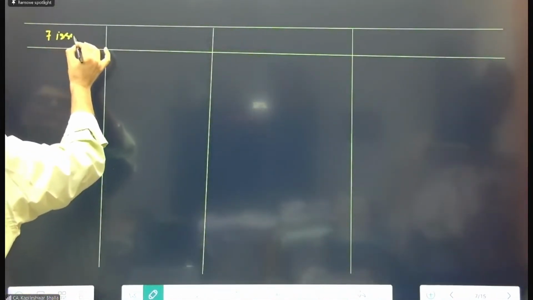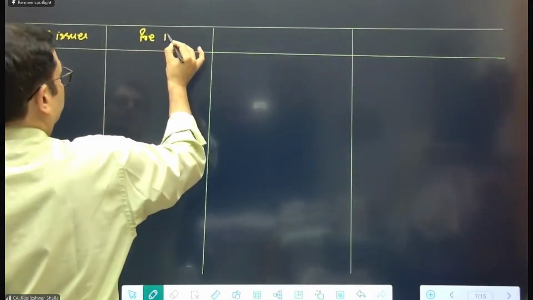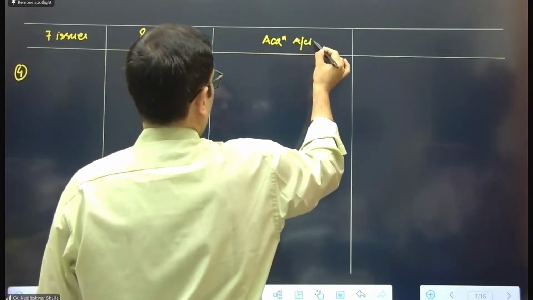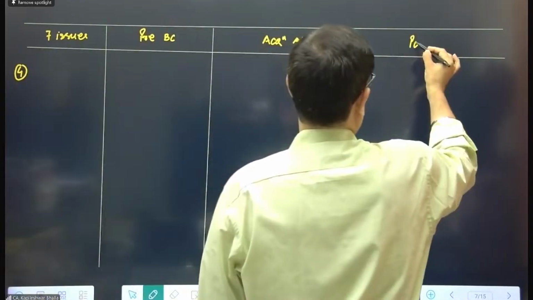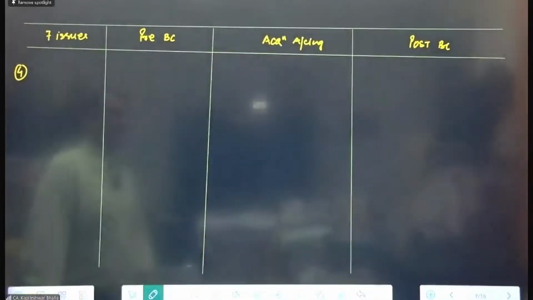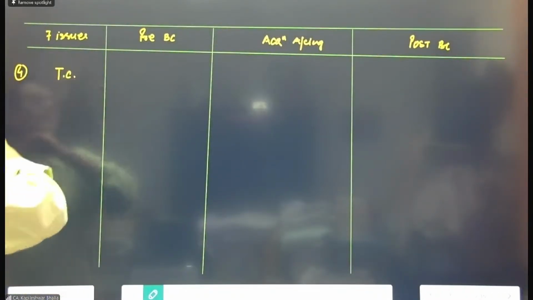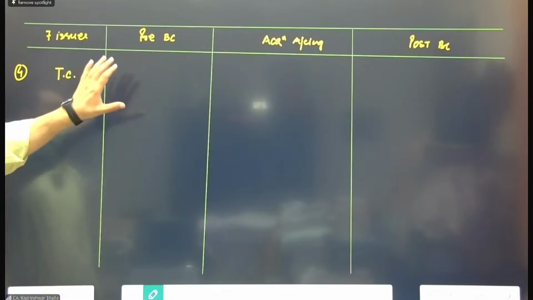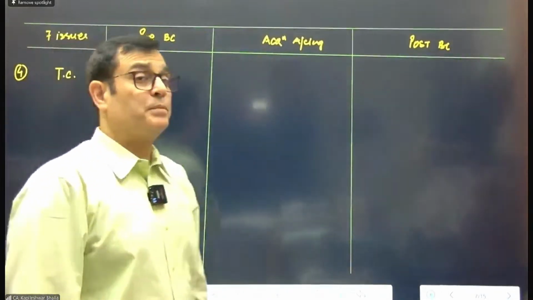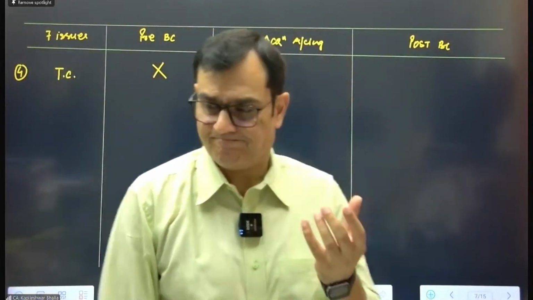So looking at the list of the 7 issues, the 4th issue now, this is pre-business combination. This is acquisition date accounting. And this is post-business combination. Now let's consider the 4th issue in this case. The 4th issue which comes to the mind is TC. Transaction cost. Any impacts on the pre-business combination? No. And not a part of PC. So what do we do if it is not a part of PC? Immediately we need to expense it.